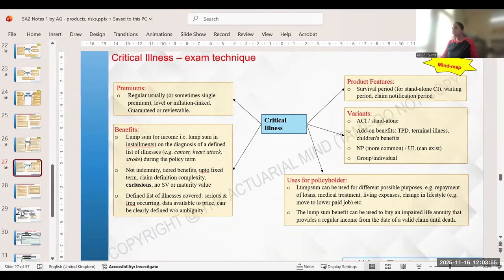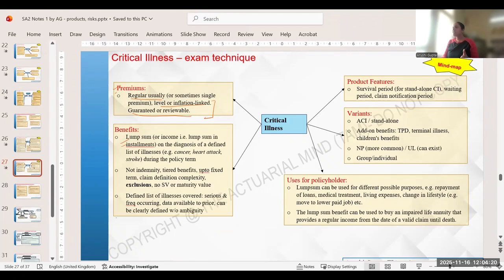Like this one is for CI. So what are the premiums? We say regular usually, but sometimes can be single. Also, in health insurance products, the premiums could be level or inflation linked, they could be guaranteed or reviewable. So these are general other variants, just so that if a question comes that there are reviewable premiums, you're not shaken up. You know, yes, it's possible, we have read that, right?